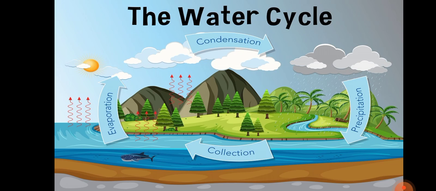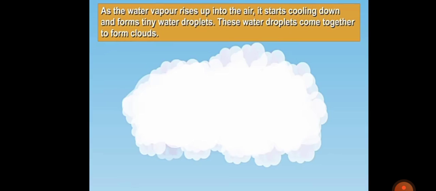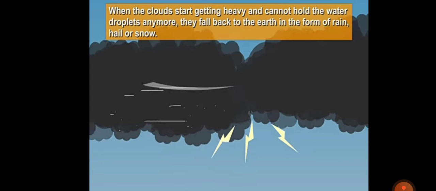Now students, we have discussed evaporation and also condensation, which involves the formation of clouds. Now we are going to discuss the third process, which is called precipitation. So let's have a look at what happens in the process of precipitation. Have a look here, students, at this picture.